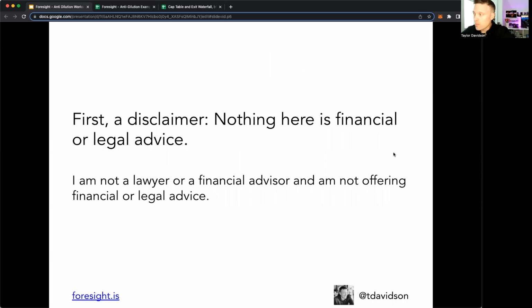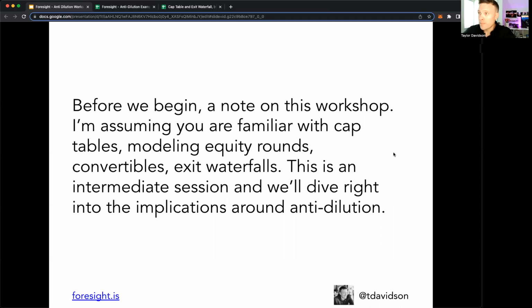So first, a disclaimer: none of this is financial or legal advice. I'm not a lawyer, not a financial advisor, and not offering financial or legal advice in this. Always work with quality professionals, attorneys, on transactions. I have done this tons of times and it's always useful to use them.